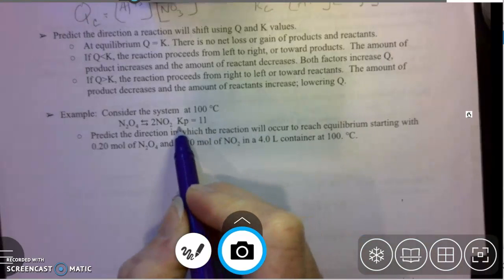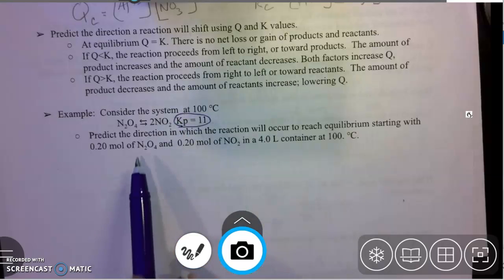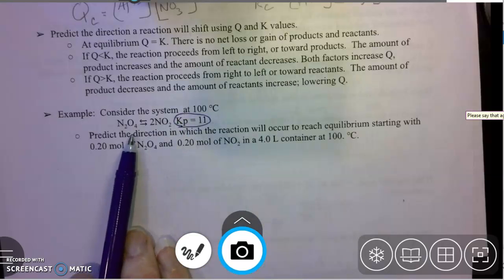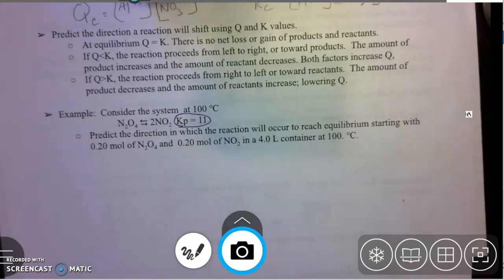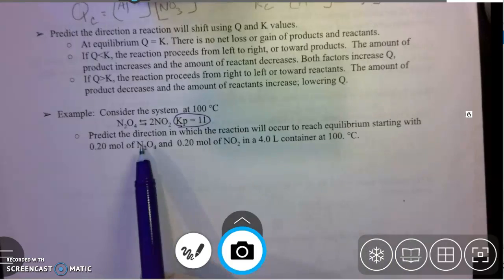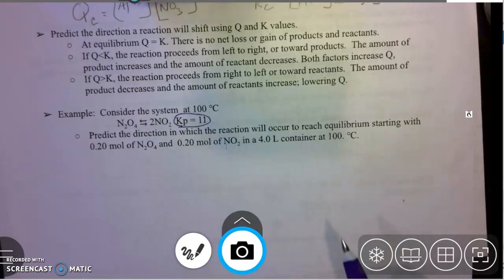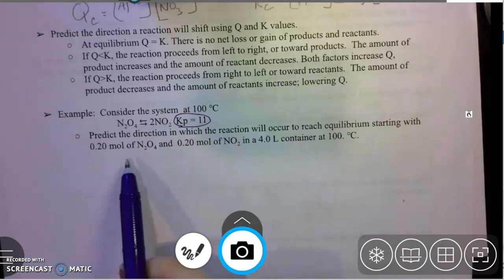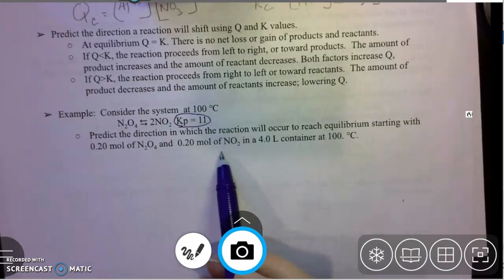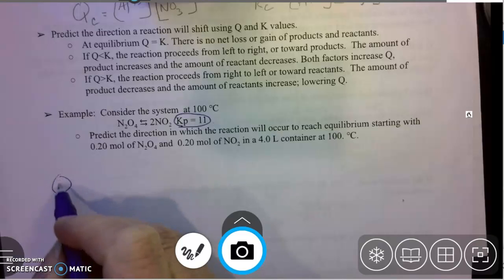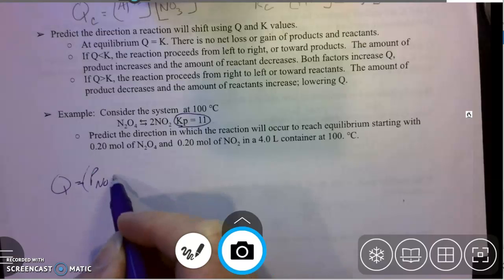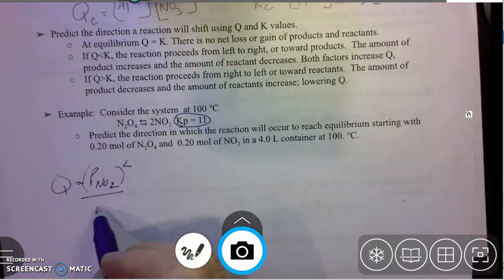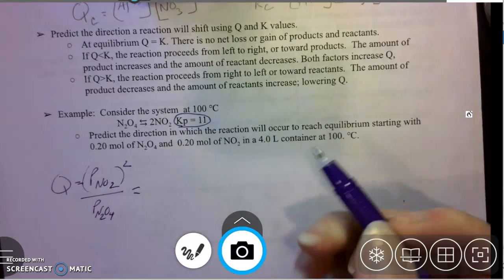So here you'll see that Kp is given for this dinitrogen tetroxide equation. So you have to be given that information. You can't just guess what those numbers are. So we're going to predict the direction in which the reaction will occur to reach equilibrium, starting with 0.2 moles of N2O4 and 0.2 moles of NO2. So our Q expression is going to be the pressure of NO2, squared, over the pressure of N2O4.